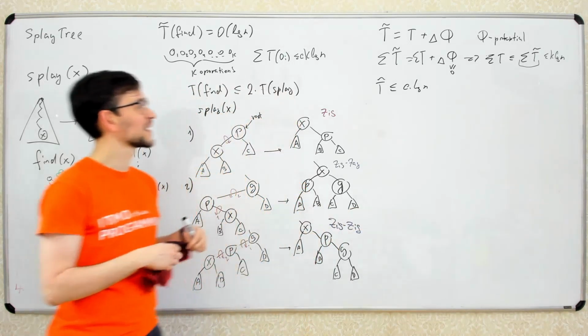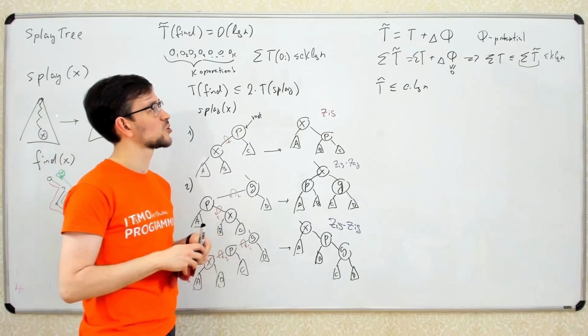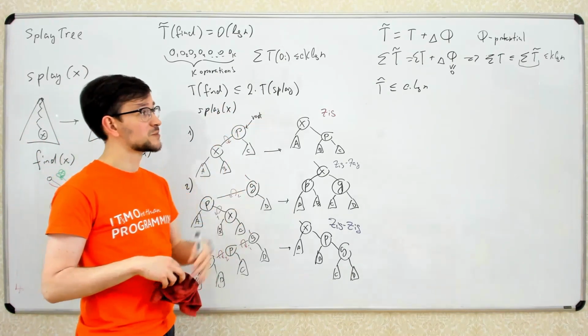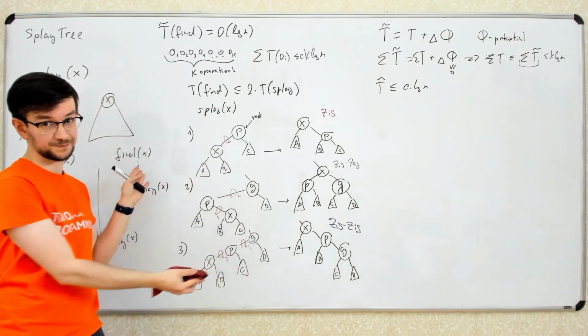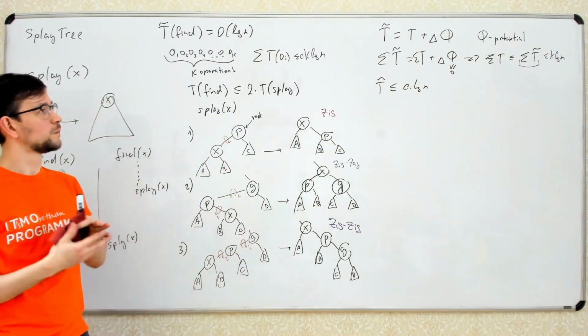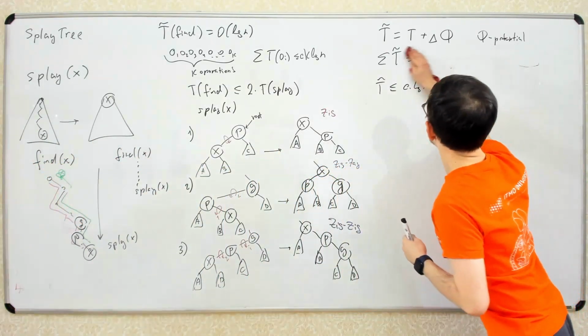Okay, hope it's clear. So if you missed this in the previous semester, you can check the previous semester. We will talk about Fibonacci heaps. It was a much more complicated data structure. This is an easy data structure. Cool. Let's go.